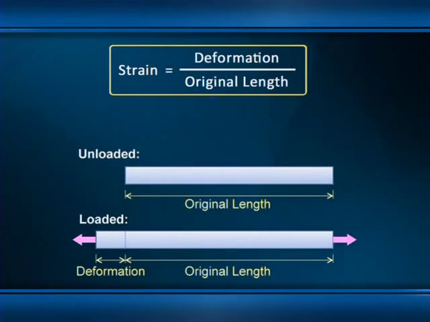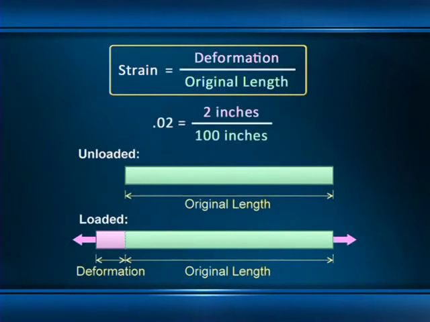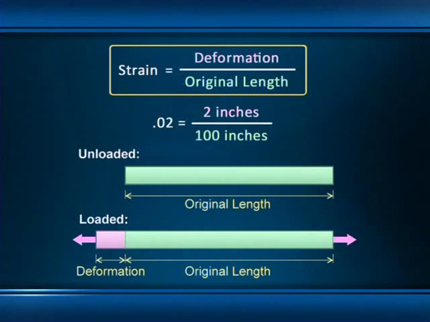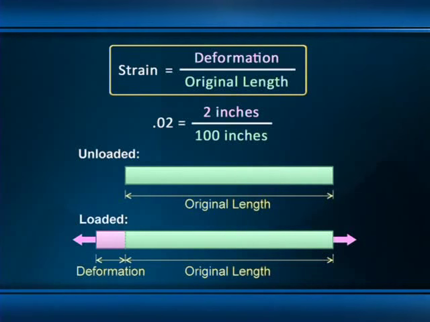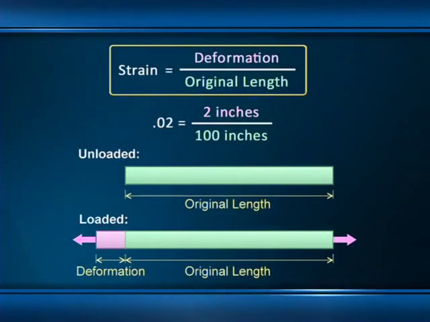To calculate strain in a tension member, we simply divide the amount of deformation by the original length of that member. For example, if the member is originally 100 inches long and it deforms 2 inches under load, then the strain is just 2 divided by 100, or 0.02. Now notice that strain has no units. In the calculation, inches are divided by inches, so the units cancel out. You can think of strain as if it's a percentage. In this example, a strain of 0.02 actually means that the member has stretched 2% beyond its original length. So it's really not a complex concept.